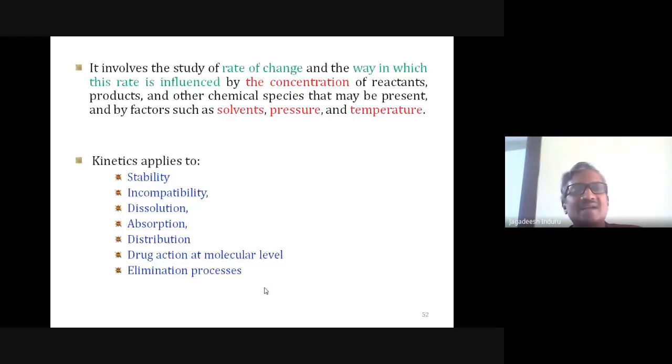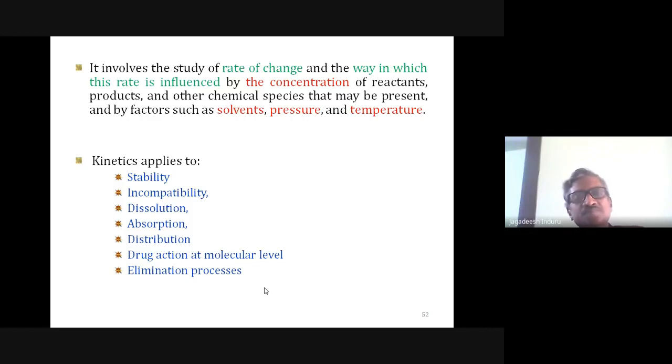Whatever we are going to study, we want to stabilize our drug product. So kinetics applied to stability, so that we will have the highest shelf life, and we can keep our product for a longer period of time in the pharmacy store.